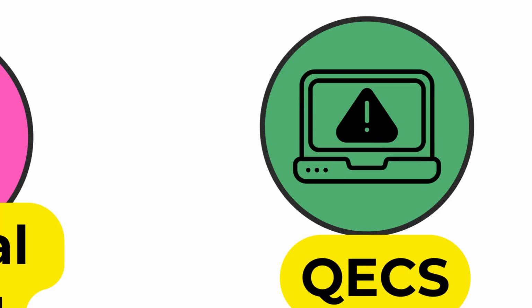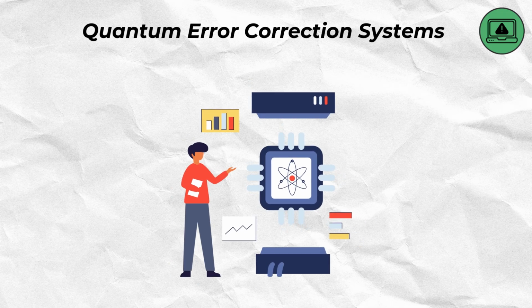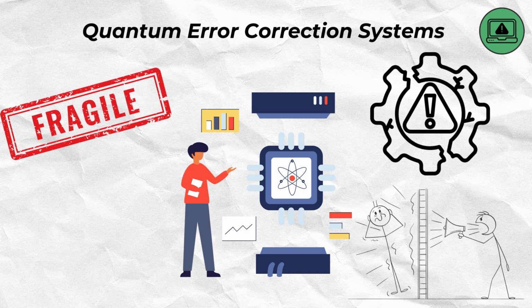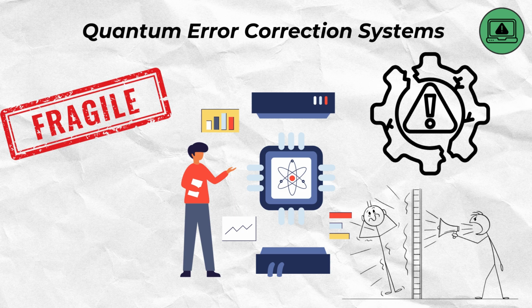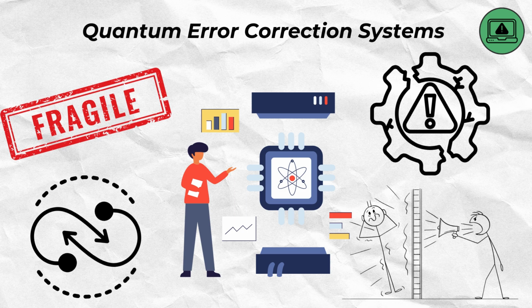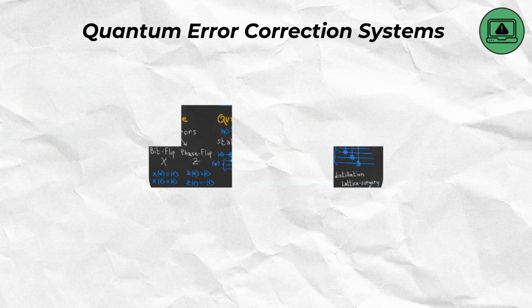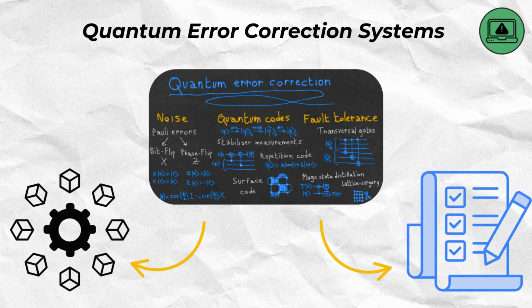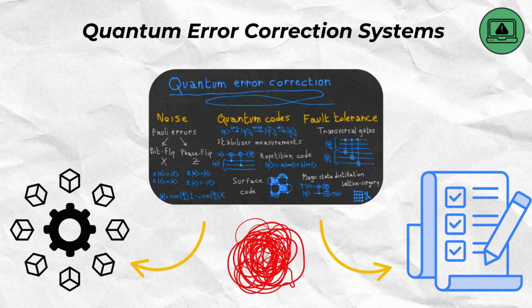Quantum error correction systems. Qubits are incredibly fragile and susceptible to errors from environmental noise, imperfections in control signals, and decoherence. These errors can ruin a quantum computation. Quantum error correction is a set of techniques and protocols designed to detect and correct these errors. Unlike classical error correction, where bits are simply copied, QEC is more complex due to the no-cloning theorem. You can't perfectly copy an unknown quantum state.